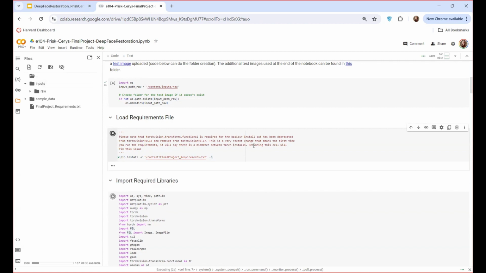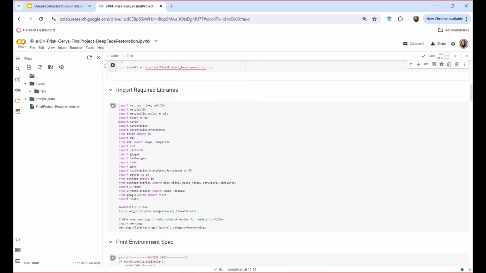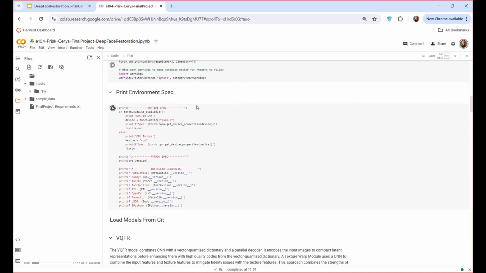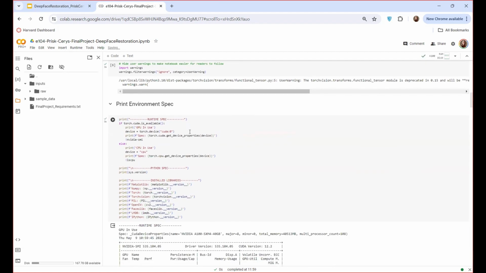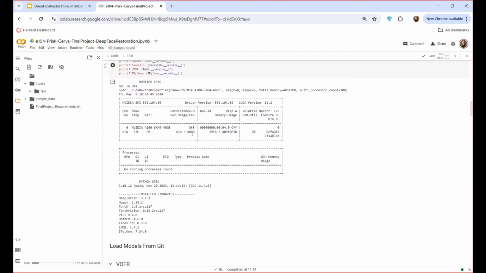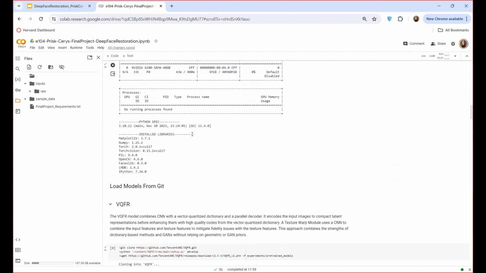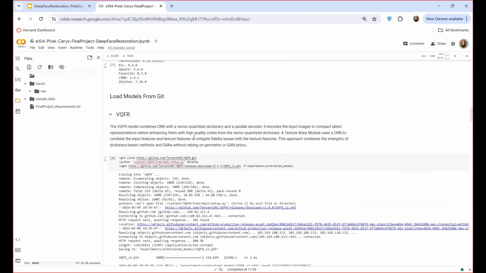I'm now going to set it to run all the cells. So we import all the required libraries. I've then printed my environment spec. So if you have any issues, you can see what I was using to hopefully be able to then fix the issue and recreate the code. Then we go through loading each of the models from Git.